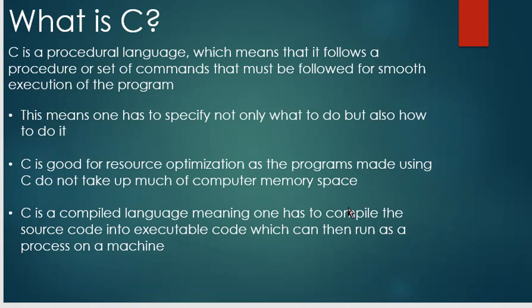Now, what is C? Well, C is a procedural language, which means that it follows a procedure or set of commands that must be followed for smooth execution of the program. This means that one has to specify not only what to do, but also how to do it. C is good for resource optimization as the programs made using C do not take up much of computer memory space. C is a compiled language, which means that one has to compile the source code into executable code, which can then run as a process on a machine.